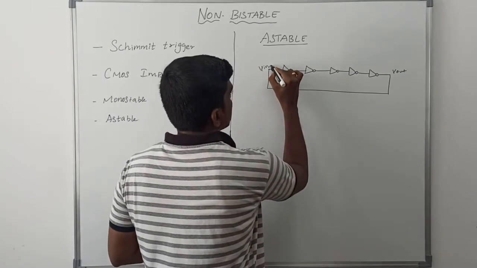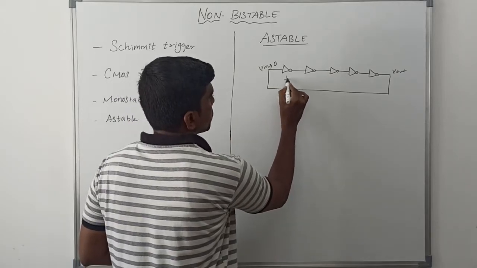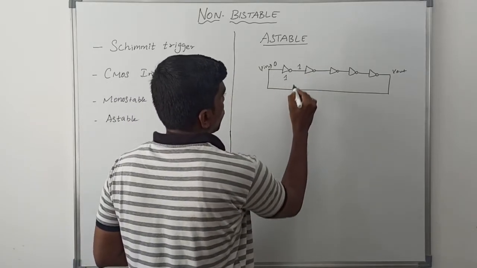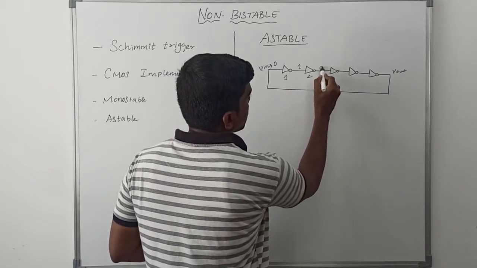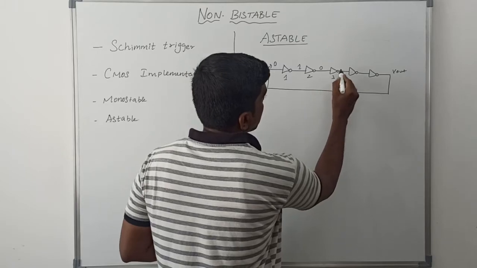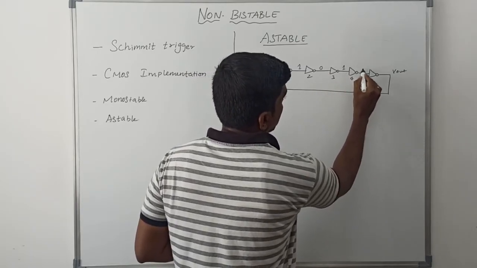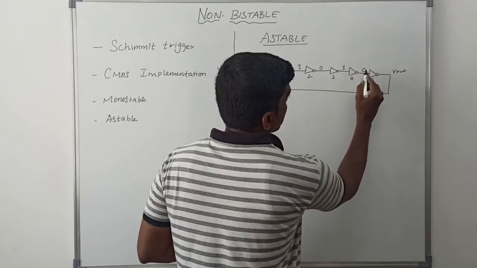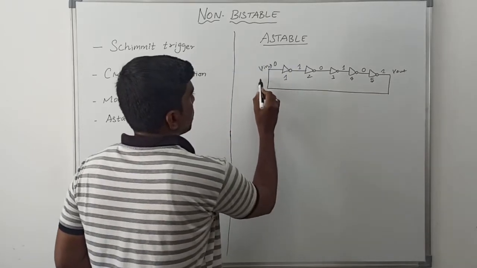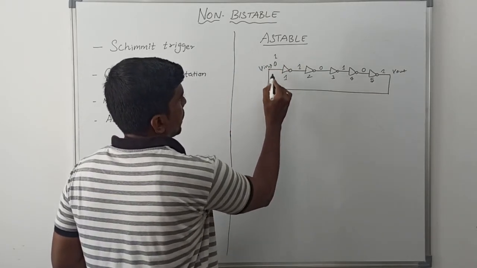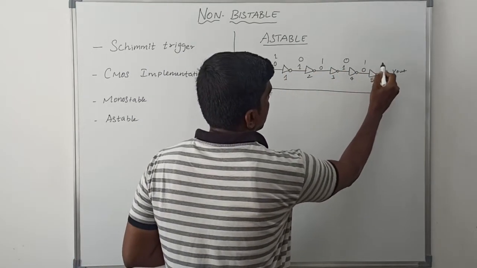For example, the Vin value is 0. So the first inverter input is 0, and the output of the first inverter is 1. Then the second inverter input is 1, output is 0. Third inverter input 0, output 1. Fourth inverter input 1, output 0. Fifth inverter input 0, output 1. Then this 1 is fed back to the input. Now the input value is 1. So then 0, 1, 0, 1, 0.